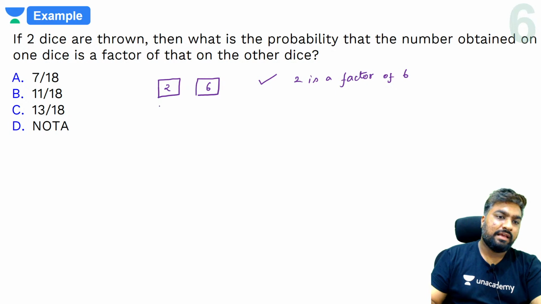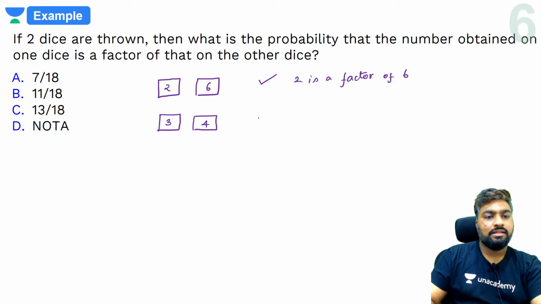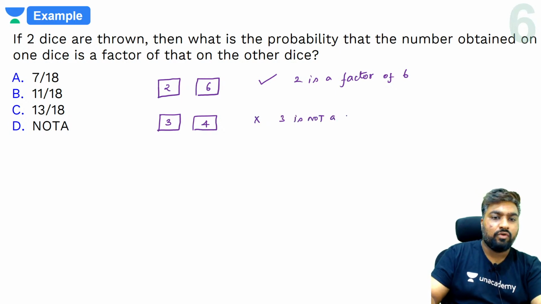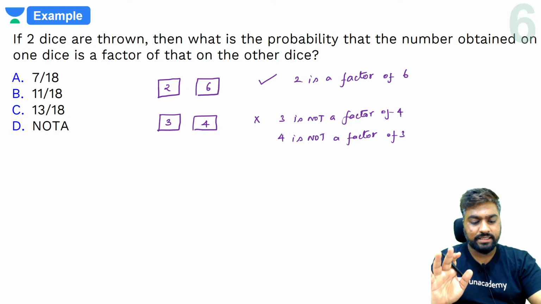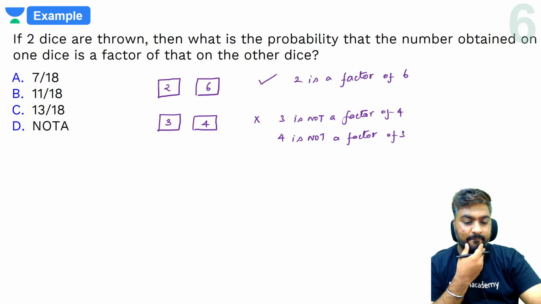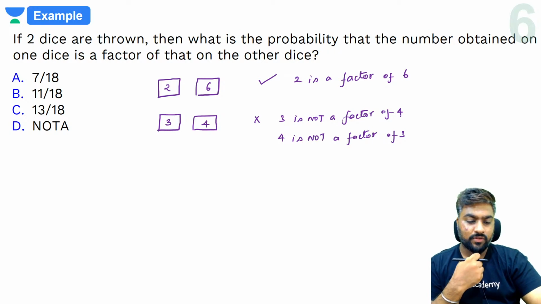If on one dice you are getting, let's say, 3, and on the other you are getting 4, this will not be counted. Why? Because 3 is not a factor of 4, and vice versa, 4 is not a factor of 3. Got it? I'm giving you hints. Use these hints, try and think of this question. Okay? Chalo, quickly try karo.